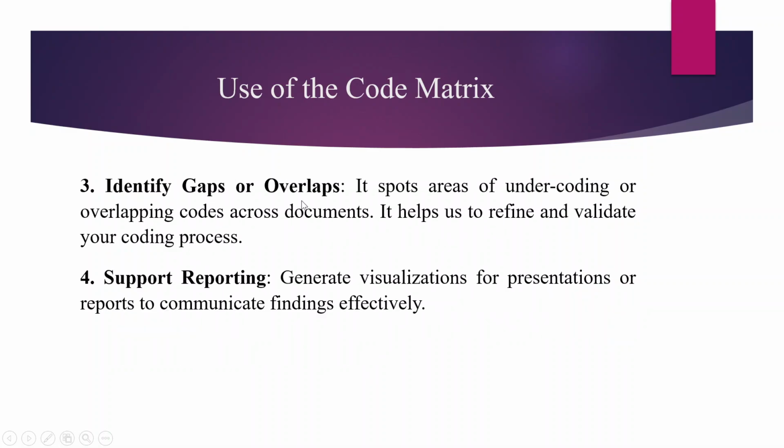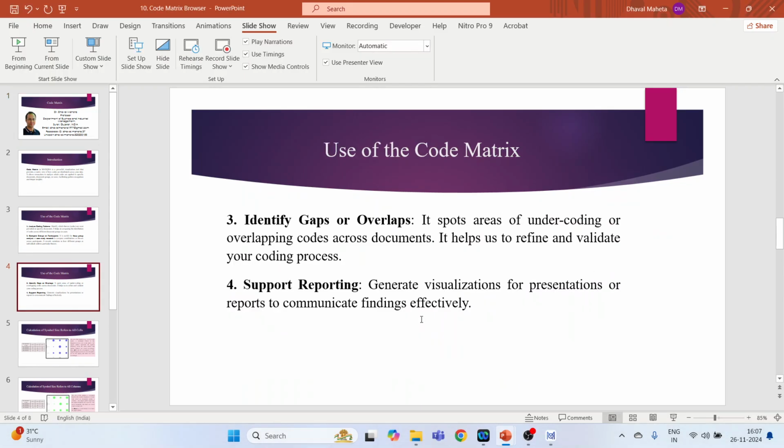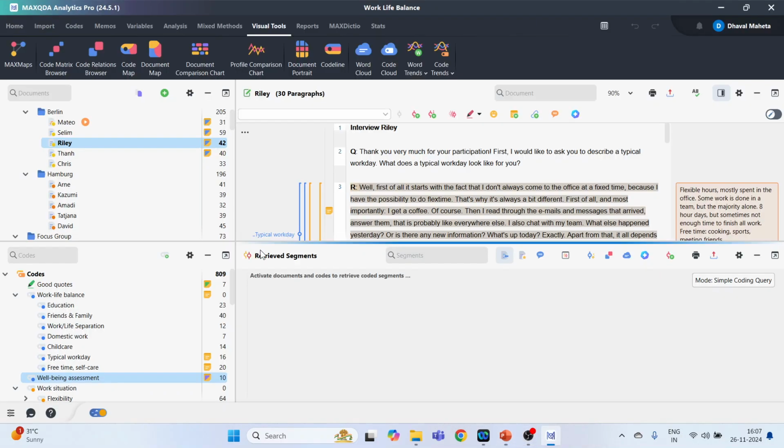Identify gaps or overlaps. It spots areas of undercoding or overcoding of codes across the documents. It helps us to refine and validate the coding process. Support reporting: it generates a visualization for presentations or reports to communicate findings effectively. Now let's see how we can generate this in MAXQDA.